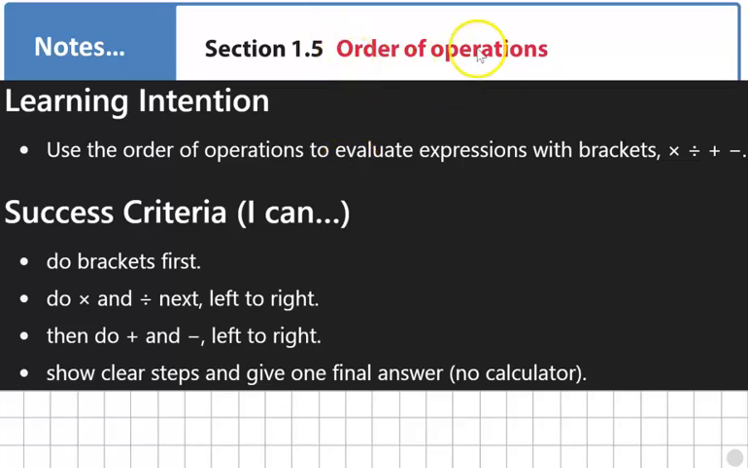Order of operations. Learning intention: use the order of operations to evaluate expressions with brackets, multiply, divide, add, subtract. Success criteria, I can: do brackets first, do multiply and divide next, left to right, then do add and subtract left to right, show clear steps and give one final answer.